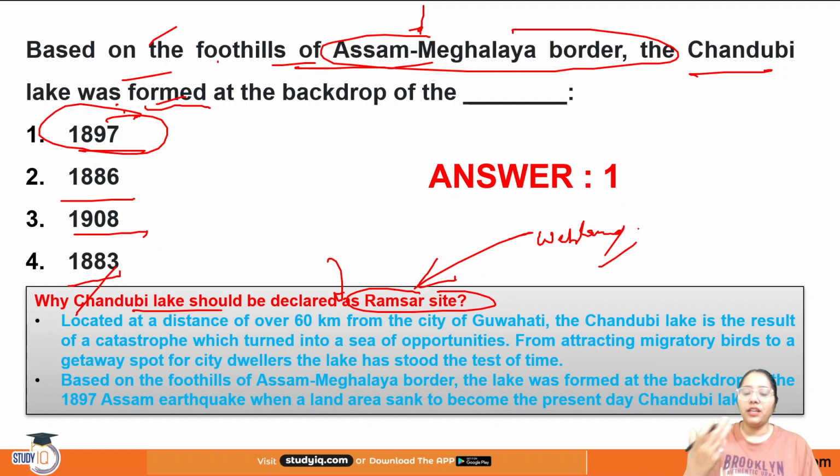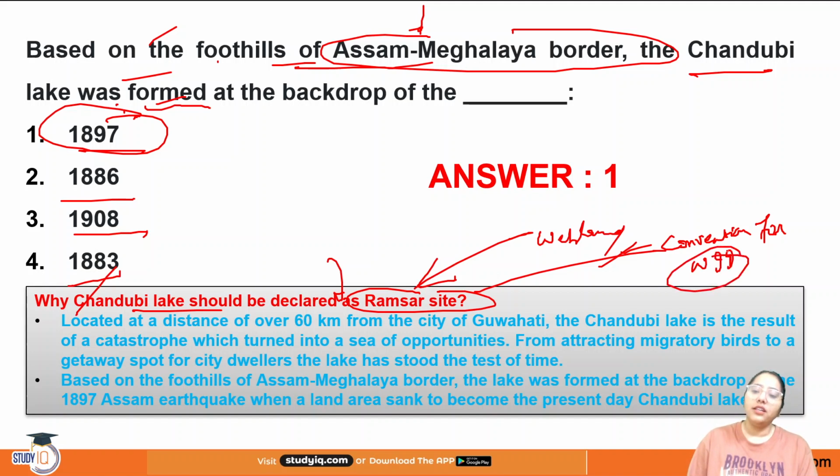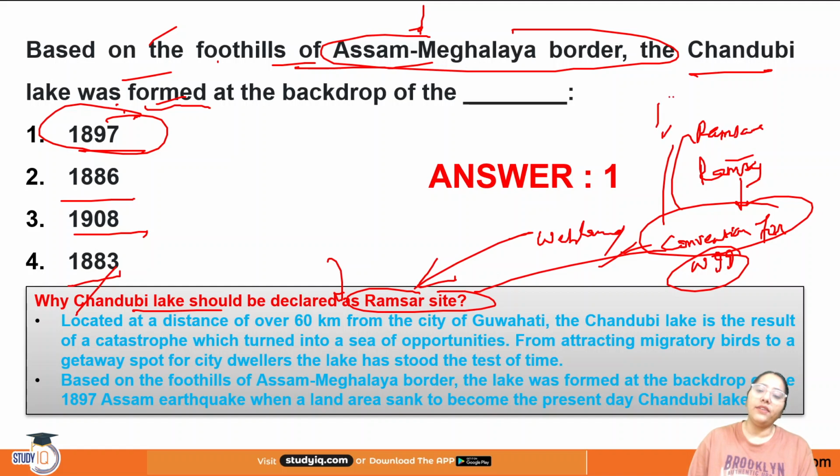Any site which needs to be conserved under the wetland category can be incorporated into the Ramsar site category. We have the Convention on Wetlands of International Importance. This convention is related to the Ramsar site. It is also known as the Ramsar Convention. This convention happened in 1971 in Iran, at the place Ramsar.